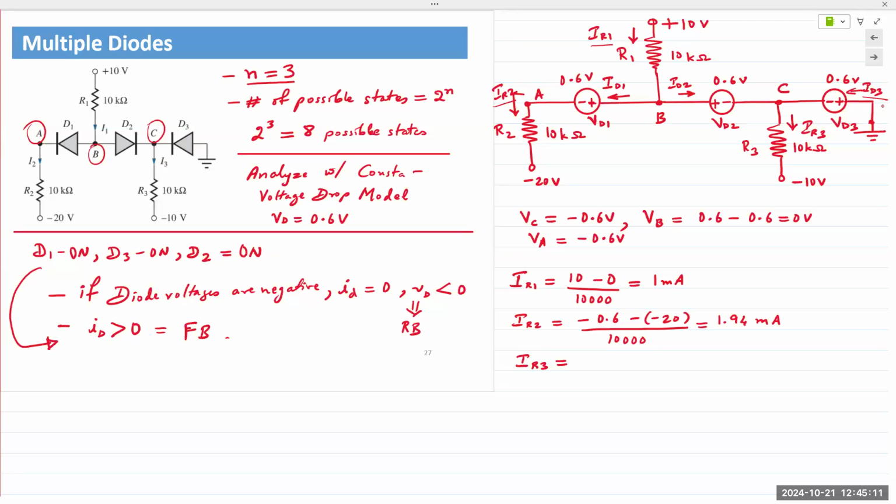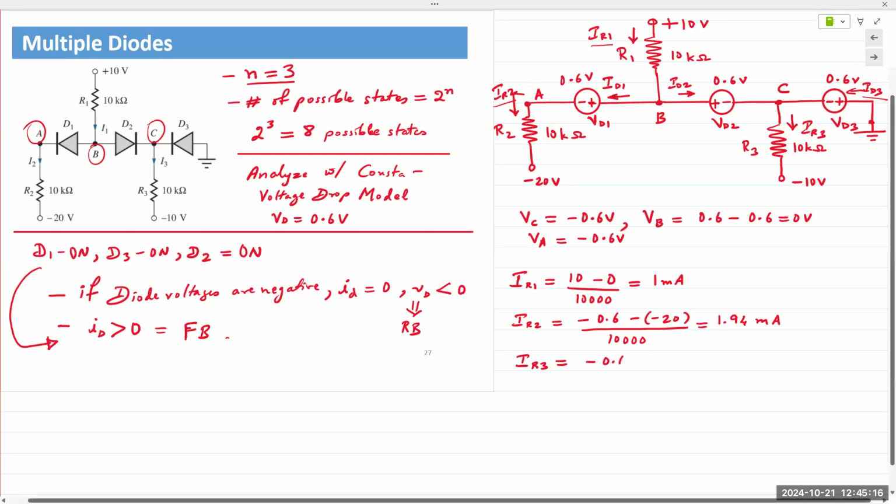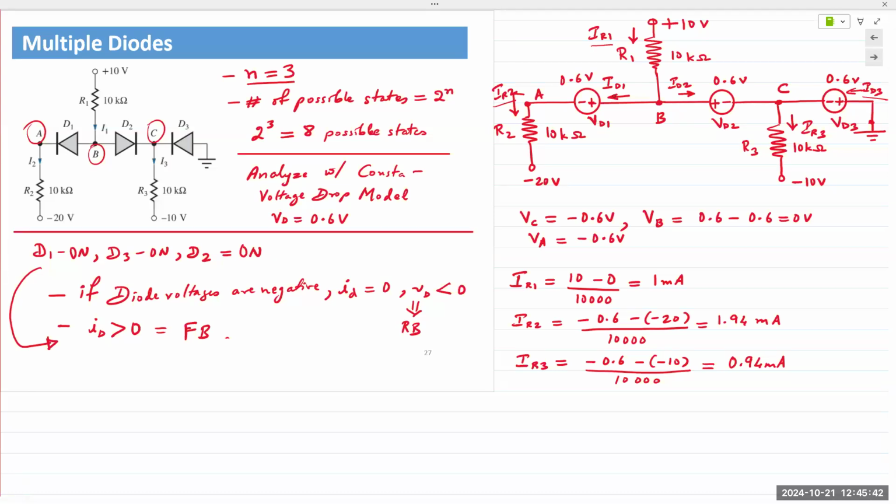So I can write down the voltage as minus 0.6, which is node C, and minus of minus 10, divided by 10,000. And so this time it is 9.4, and so it's 0.94 milliamps. 0.6 minus of minus 10 gives me 9.4 divided by 10,000, 0.94 milliamps.